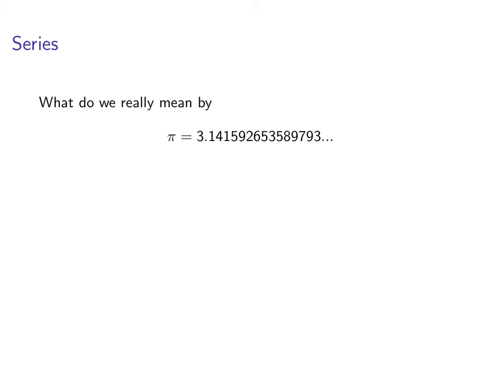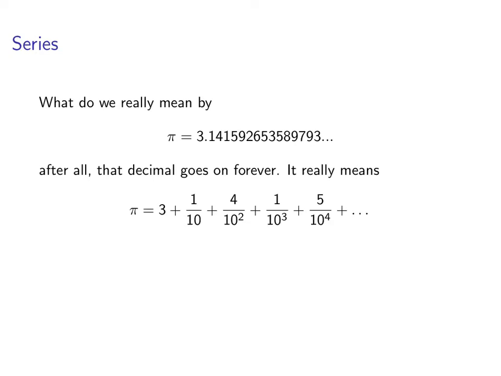So to motivate this, let's think about what we really mean when we say pi is equal to 3.1415926 and so on. That decimal goes on forever, and it has no pattern to it. In fact, you can prove that. So what we really mean is that pi is equal to 3 plus 1/10 plus 4 over 10 squared plus 1 over 10 cubed plus 5 over 10 to the fourth, and so on.